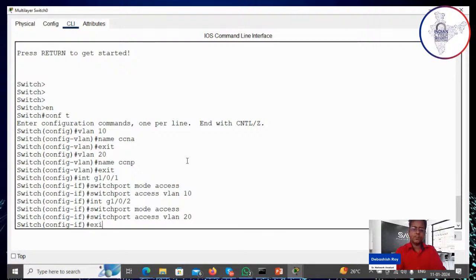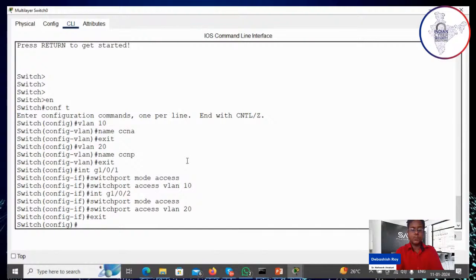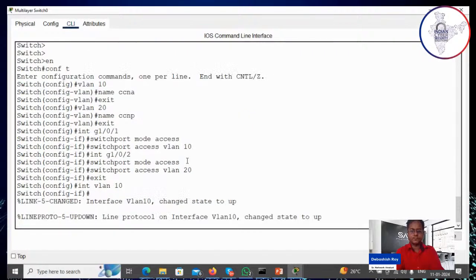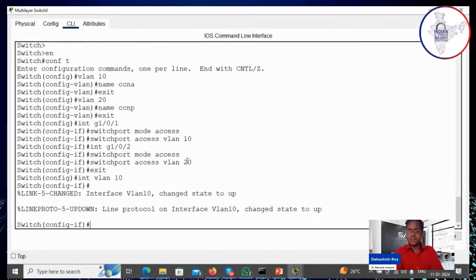So what you need to do, go to config mode and create an SVI, switch virtual interface. That is a logical interface in the name of the VLANs. Let's say interface VLAN 10. It's a logical interface, it is an SVI. That was not there in the layer 2. In a layer 2 switch, you cannot create that. And it's already up because it's a logical interface. And here you just give the gateway of VLAN 10. The configuration is very easy in a layer 3 switch. So you just give the gateway.